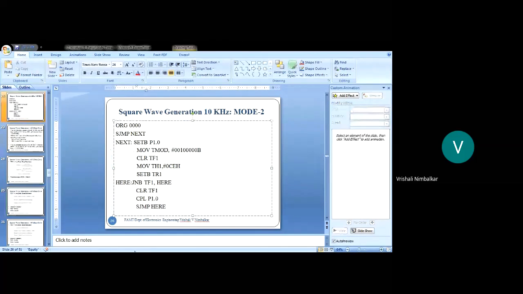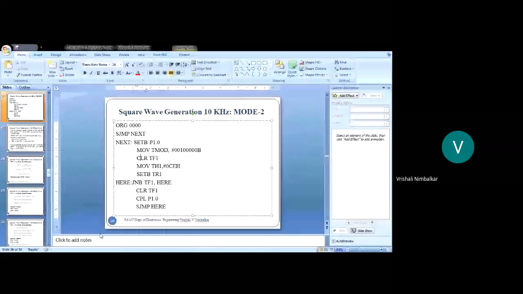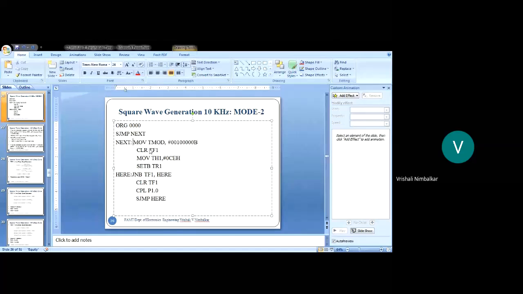And let me see if the same slide is visible to you all. Yes. So, I need not write this instruction at the beginning because this is going to only happen once. Correct? The square wave generation is going to be done by that CPL P1.0 bit. So let me not write anything initially on P1.0. Let me initialize the timer first, in fact. So 20 hex, clear the flag.